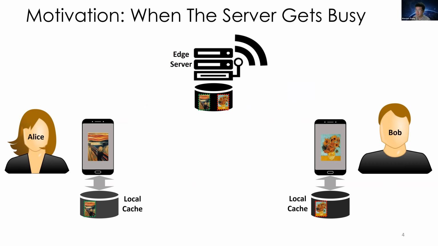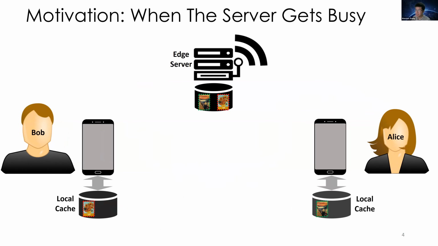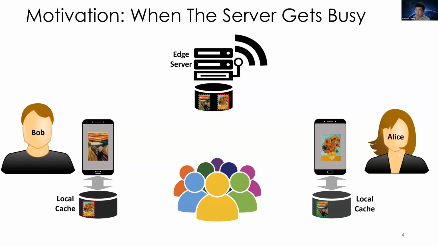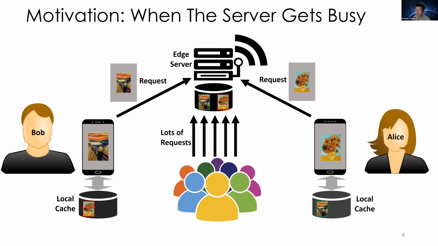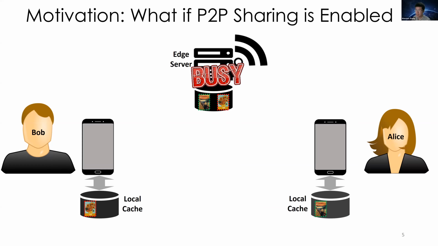When the server gets busy, Alice and Bob exchange their positions, and they want to recognize new paintings. But remember that there are also lots of other people in the museum. So when they try to send the request to edge servers, there can be lots of other concurrent requests as well. So this time the edge server gets busy and they cannot get the result back in time, and they get poor service. So what if P2P sharing is involved?